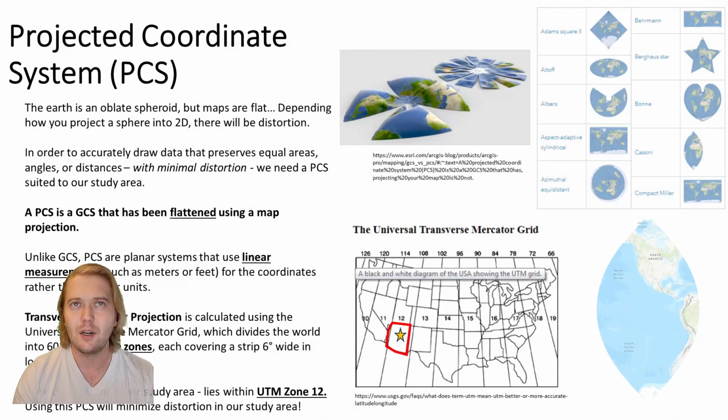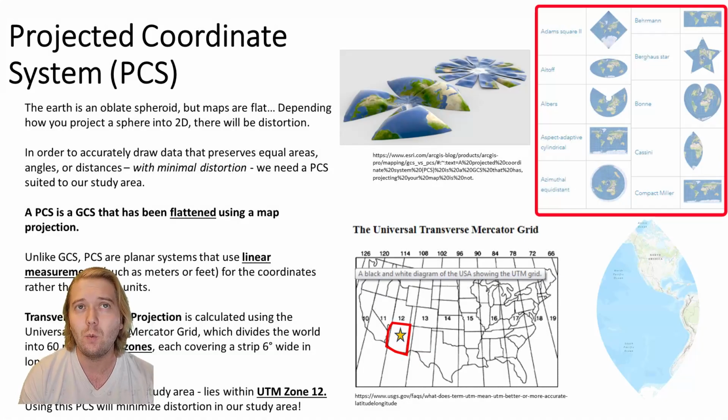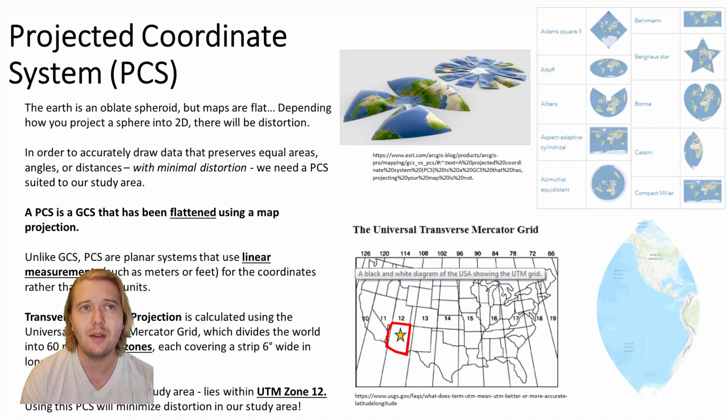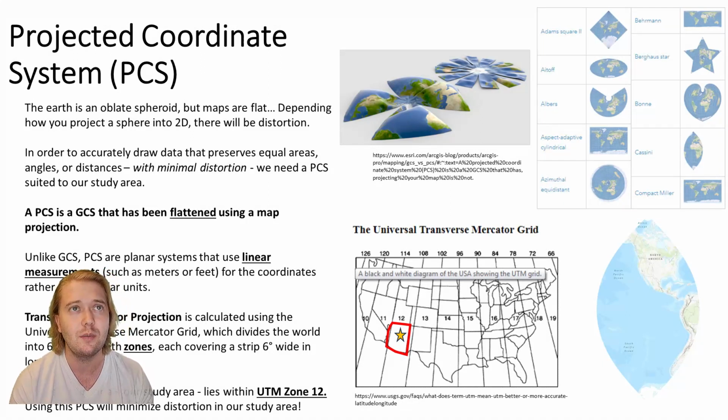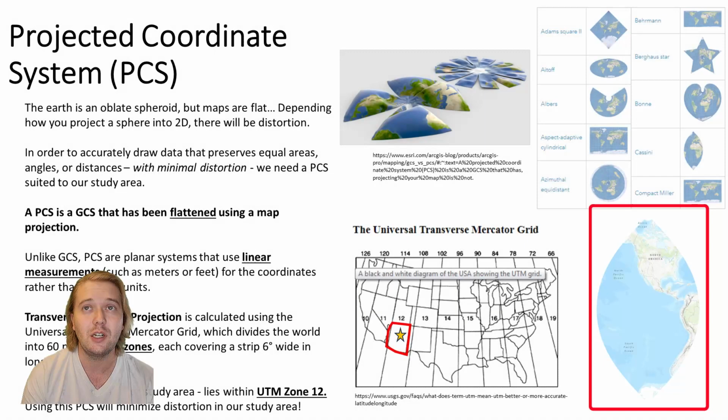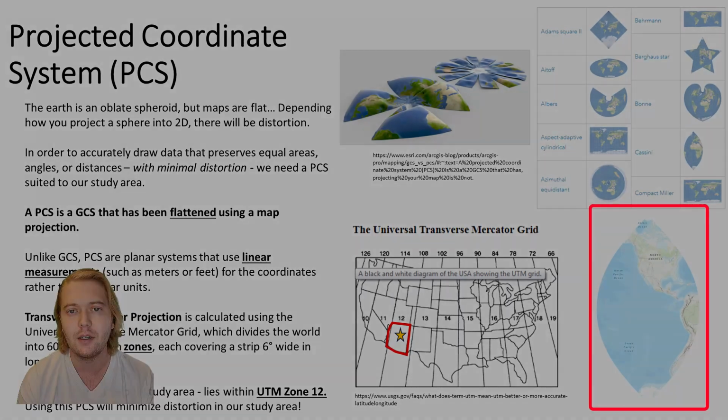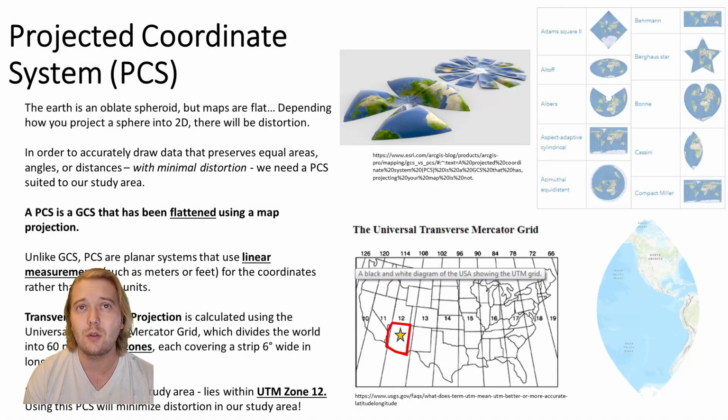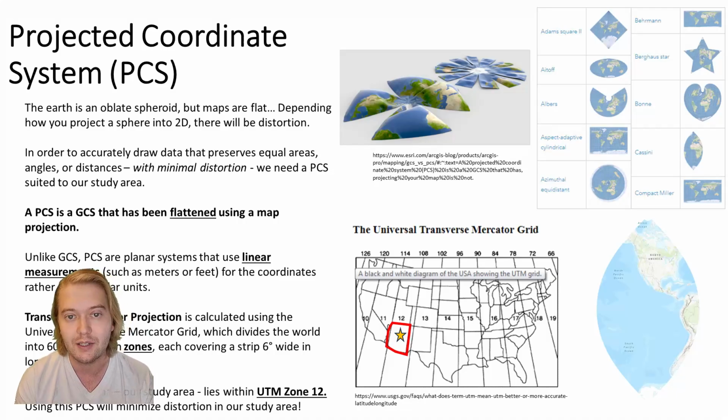It should be noted that there are many different mathematical ways of projecting a sphere into two dimensions. Depending where and at what scale you are trying to map, you should research a projected coordinate system that will least distort your data. For example, our UTM Zone 12 projection works great for mapping in Arizona, but it would not be ideal for mapping in Antarctica or the Eastern Hemisphere for that matter. For more information on geographic coordinate systems and projected coordinate systems, I strongly recommend you check out the help pages on Esri's website. Esri is the developing software company for ArcGIS Pro.